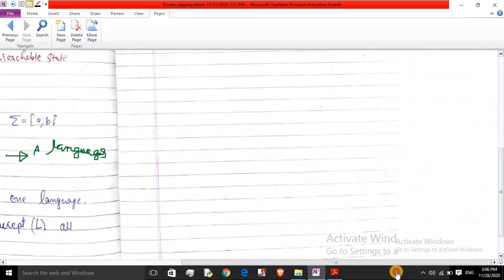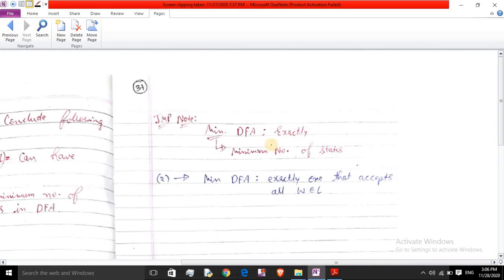So now moving to our next example. Minimal DFA means minimum number of states. A minimal DFA is exactly one that accepts all the words belonging to the language L. All the words belong to L.